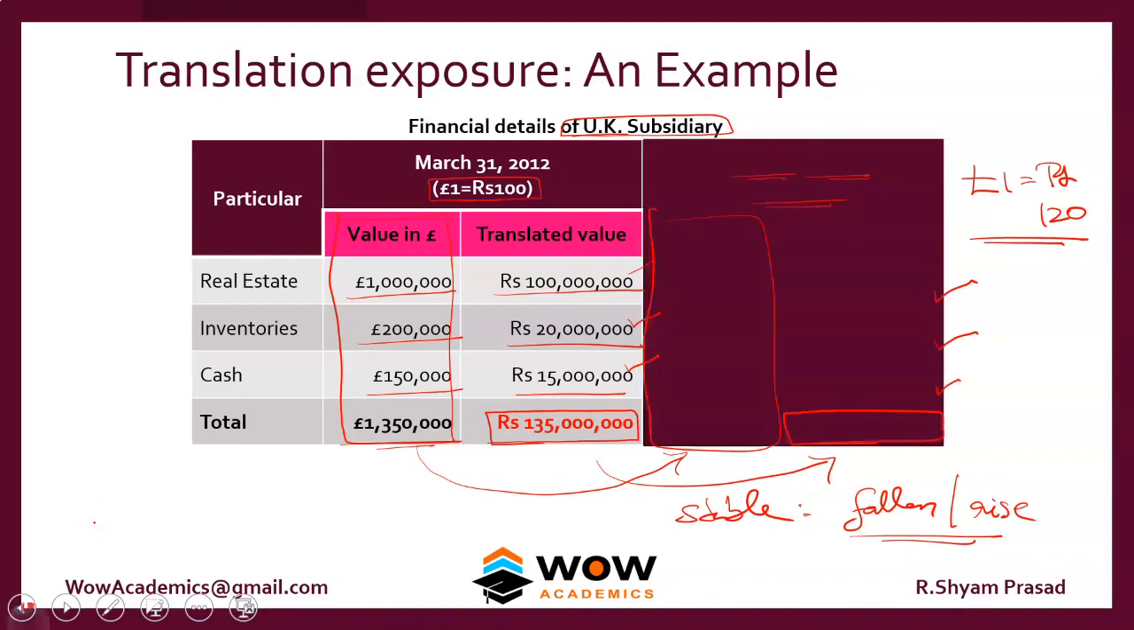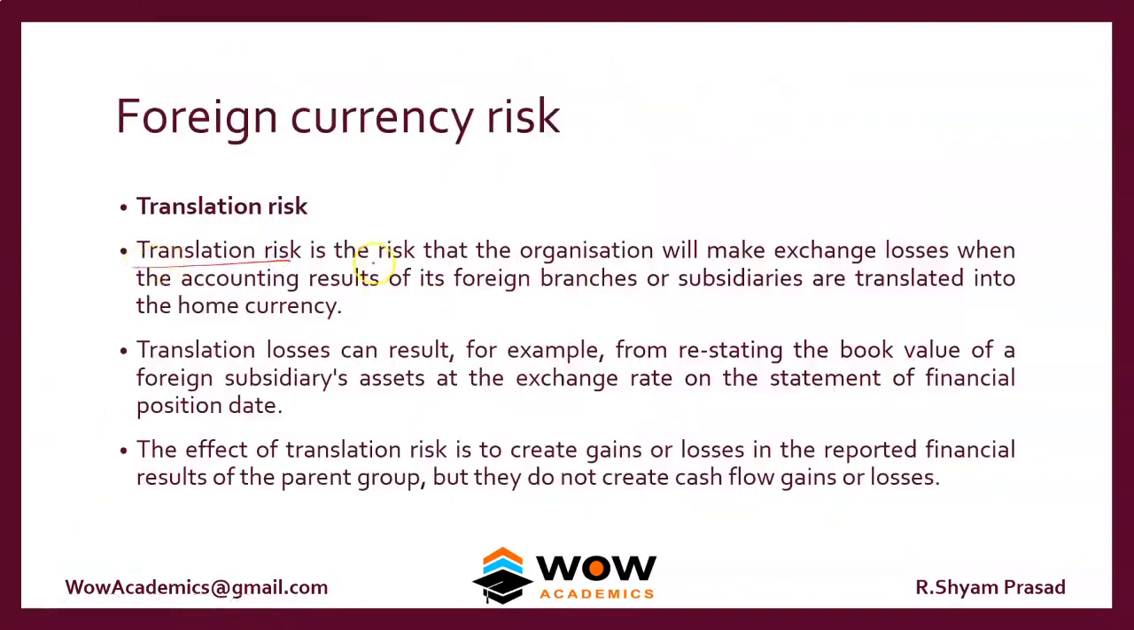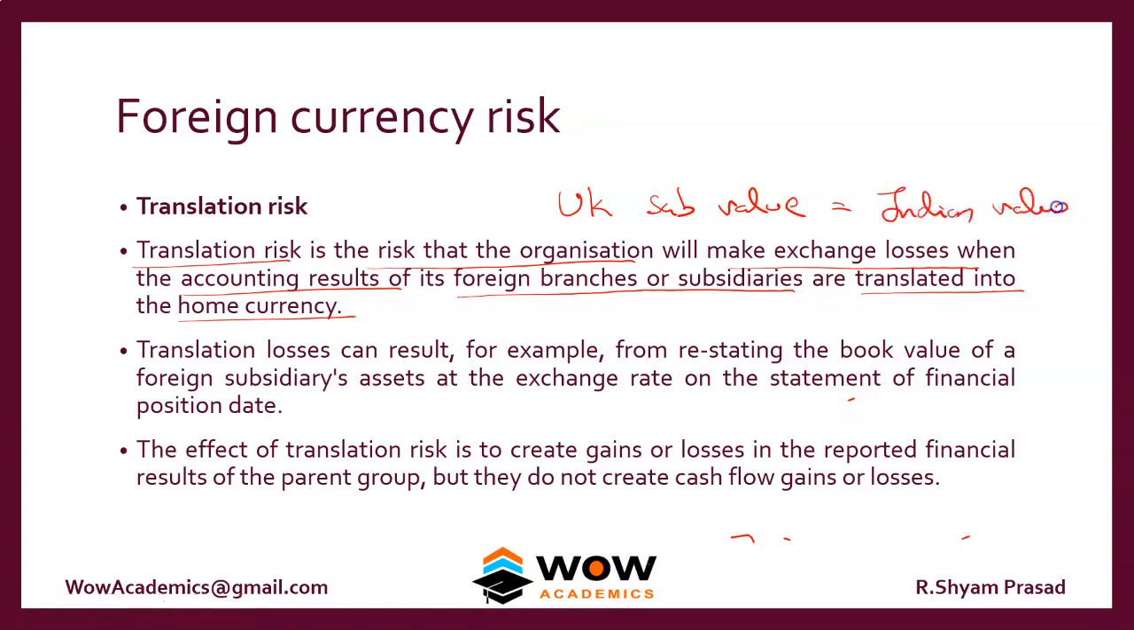So now we look at the theory for this. Translation risk is a risk that the organization will make exchange losses when the accounting results of its foreign branches or subsidiaries are translated into home currency. So the translation risk occurs when the UK subsidiary value is being converted into the Indian value, then only the value keeps going up or down. Translation losses can result, for example, from restating the book value of a foreign subsidiary's asset at the exchange rate on the financial statement position date.